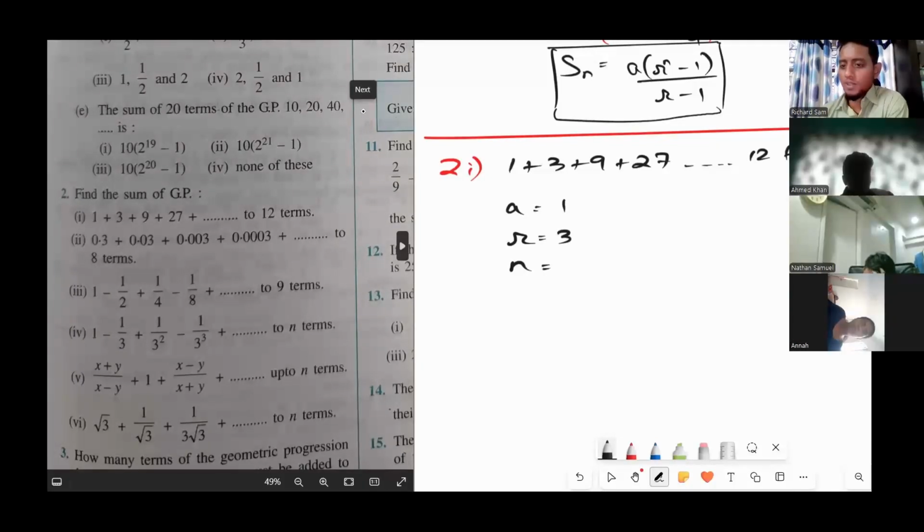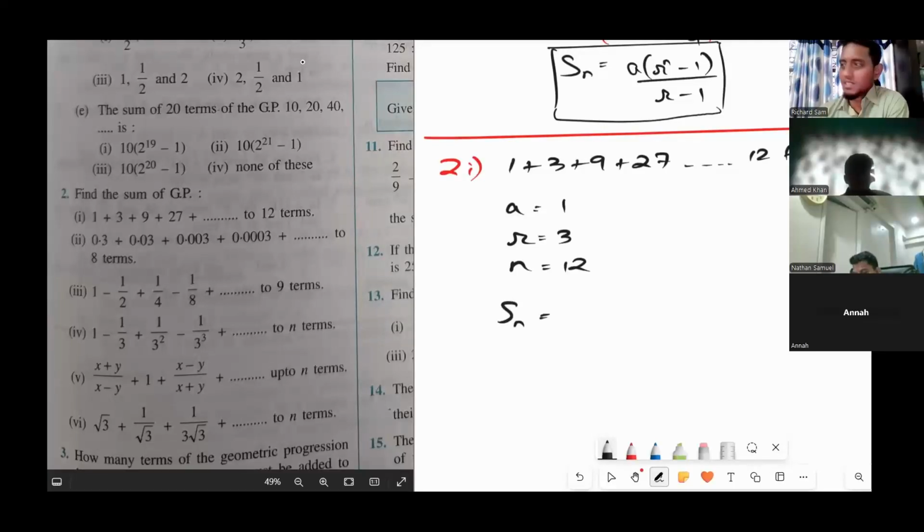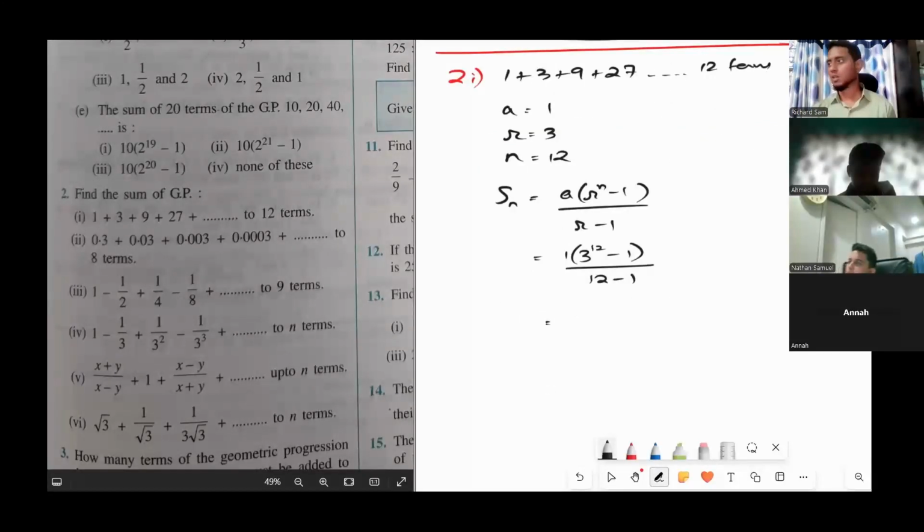And n is the number of terms. That is 12 terms. So which is the formula that we'll be using to find the sum? The third formula, a into r raised to n minus 1 upon r minus 1. Okay, come on, substitute and solve it and tell me the answer. Check the answer. Did they write it in terms of 3 raised to 12 or did they solve 3 raised to 12?